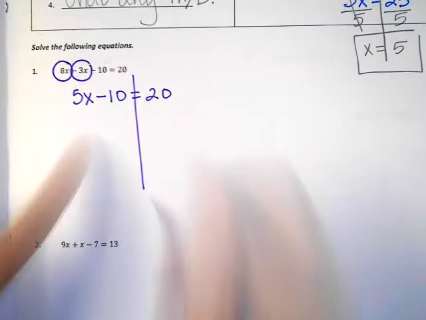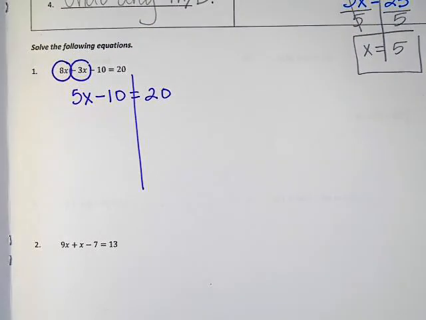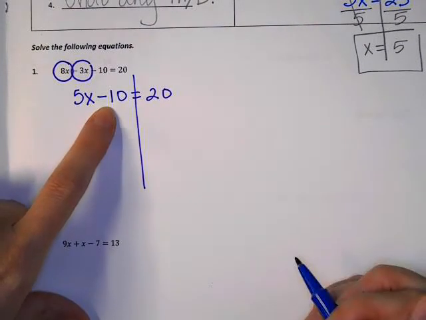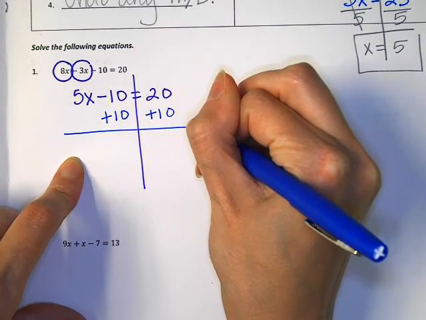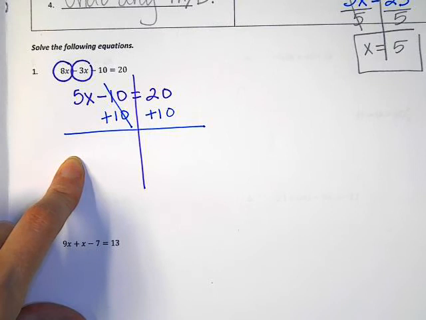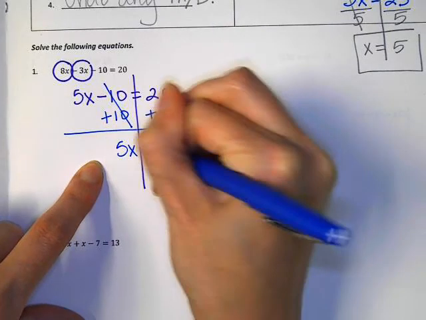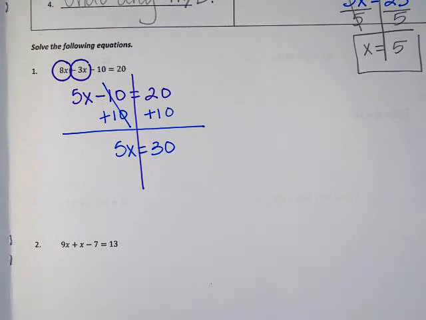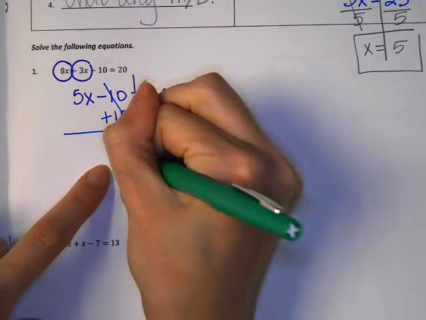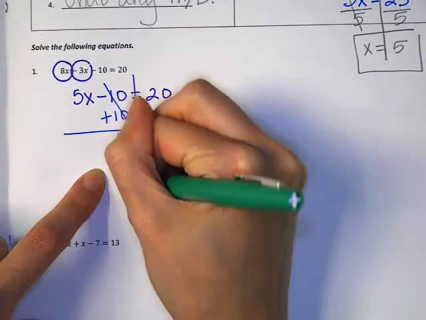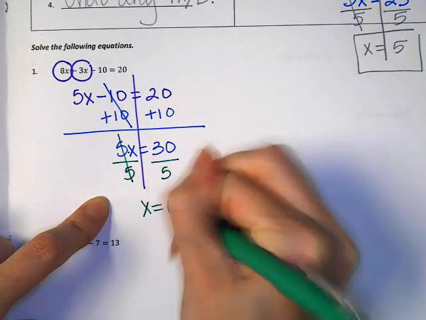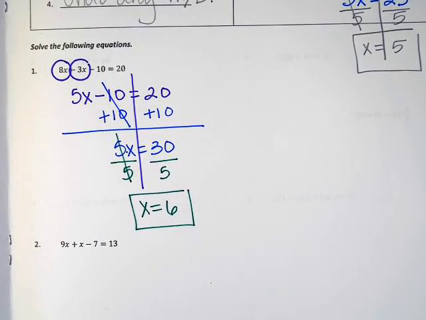And I'm going to draw the wall. Okay, next on our list was undo any addition or subtraction. So to undo a minus 10, we plus 10. And the undos cancel. Now we have 5x equals 30. And then lastly, undo any multiplication or division. To undo times 5, we divide by 5. The undos cancel, and we have x equals 6. That's it.